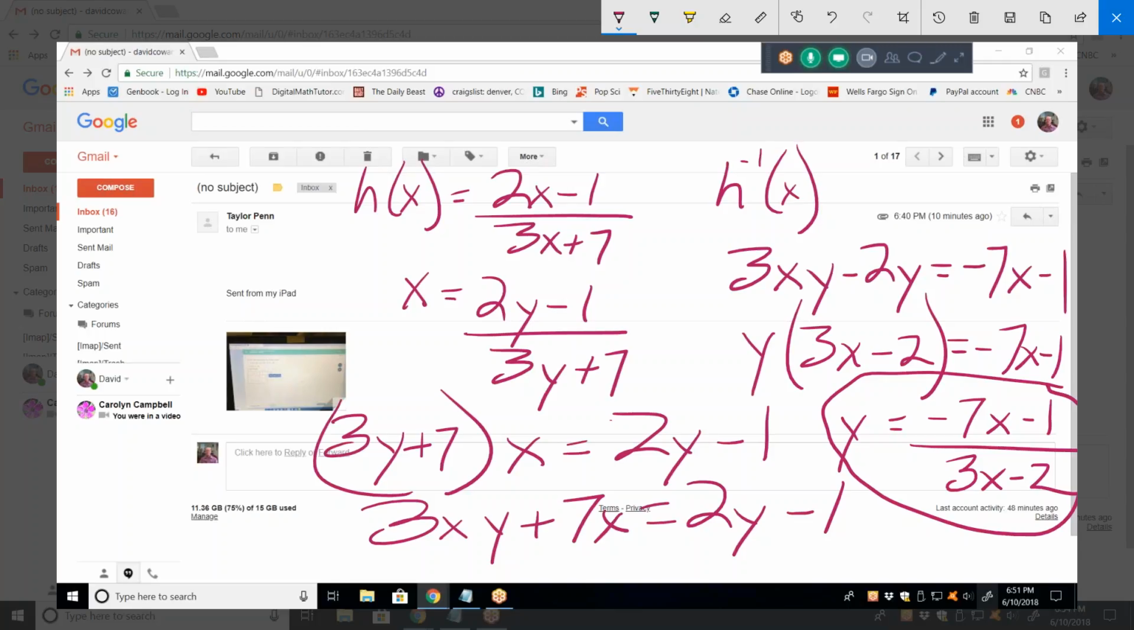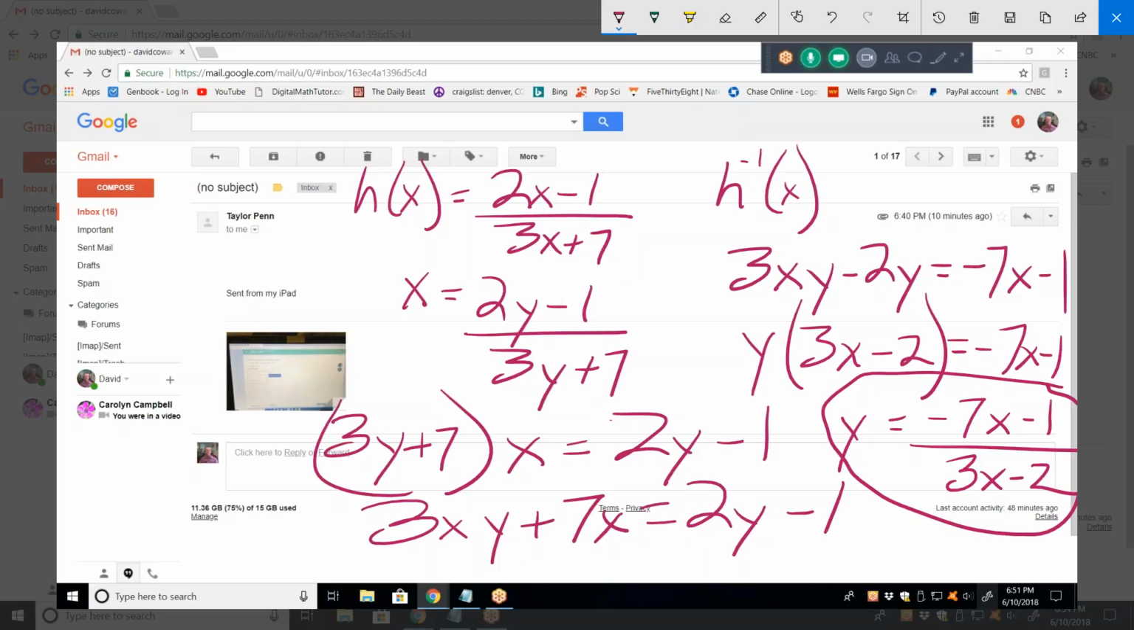Okay, so for the domain, is that just 0 on the top, or is it the bottom? Well, which is it? What's your restriction? I think the bottom. The bottom. Okay, so what can the bottom not be? 0. The bottom, the denominator, cannot be 0.